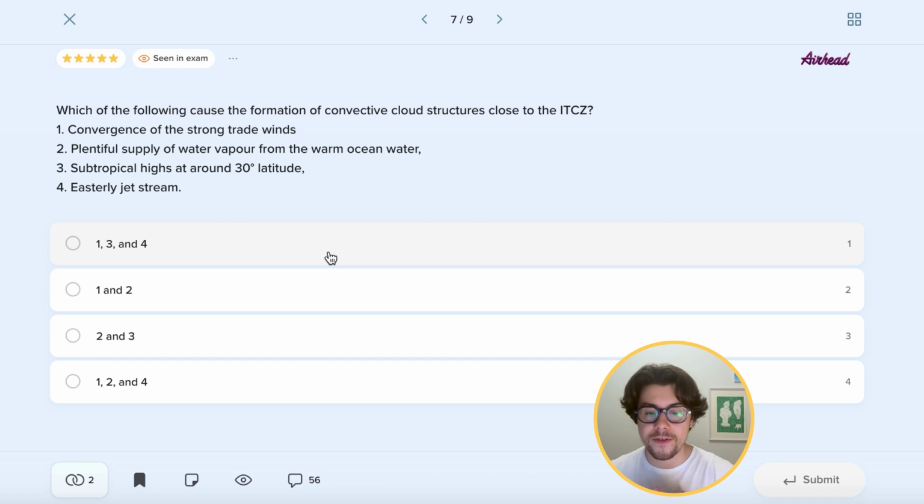Now for question number 7, which of the following caused the formation of convective cloud structures close to the ITCZ, the Intertropical Convergence Zone? The Intertropical Convergence Zone is a place on our Earth where the Earth is tilted towards the sun at 90 degrees, so this is where the insolation is the highest, where the ground, either the oceans, the seas, or the land, gets the most energy from the sun, meaning it heats up the most, and this is where the convective currents are the biggest.